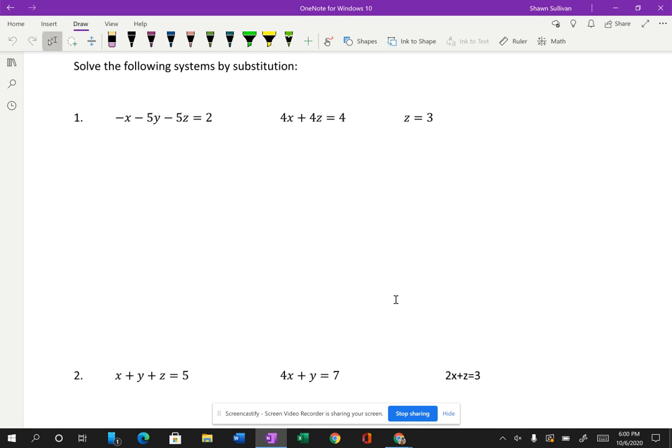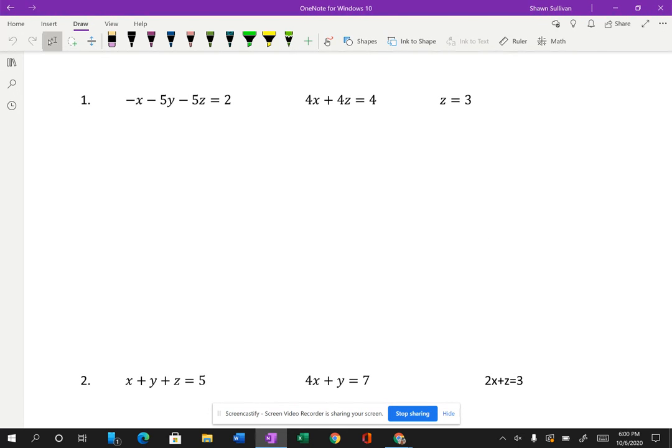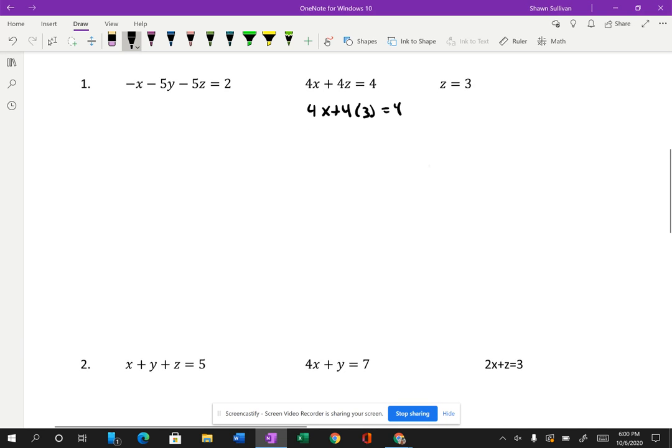Hello, we're going to work on solving systems of equations by substitution today. Substitution means that we're going to take one of our values, like our z value here, and substitute it into another equation, and solve. So we know that z is equal to 3, so I'm going to rewrite my equation as 4x plus 4 times 3, and that equals 4. And we're going to solve all the way down for x.